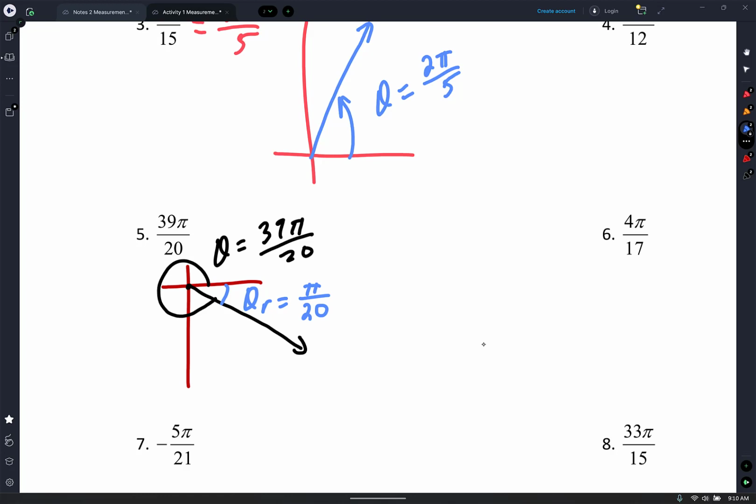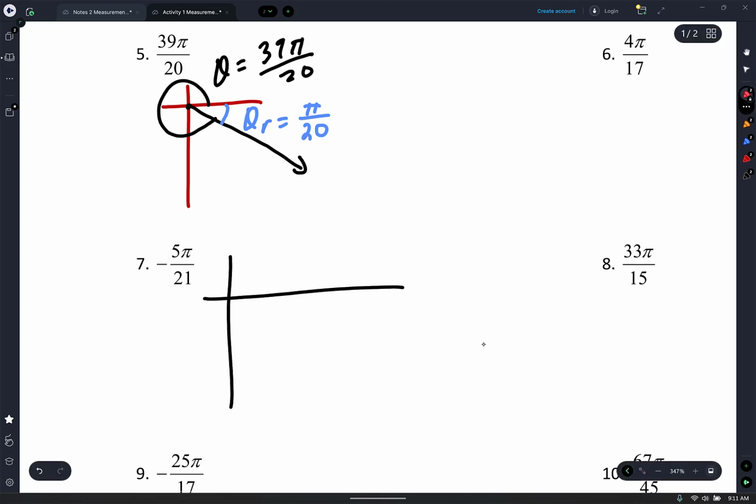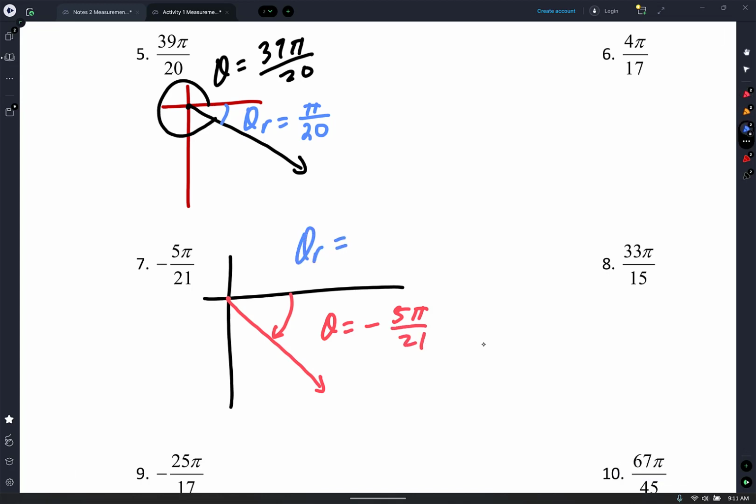Okay. Number 7. Negative 5 pi over 21. Oh, child, what's going on here? It's negative. Just go clockwise. So here it is. Clockwise. So I'm going to go like this. It's not perfect. Not even remotely close to perfect. I'm going to call that negative 5 pi over 21. And I'm going to say that the reference angle is never negative 5 pi over 21. I just turned it into a positive. Are we okay, guys? Okay.